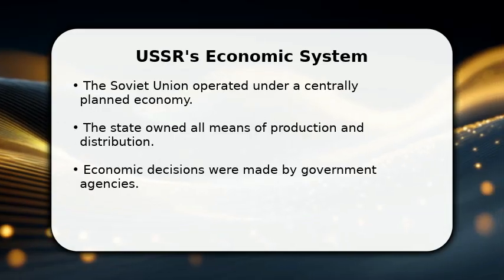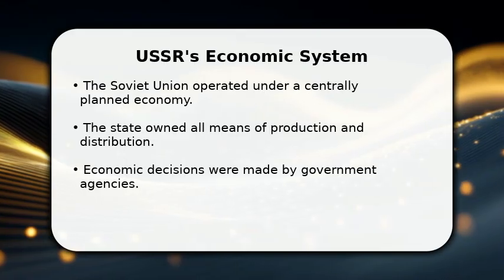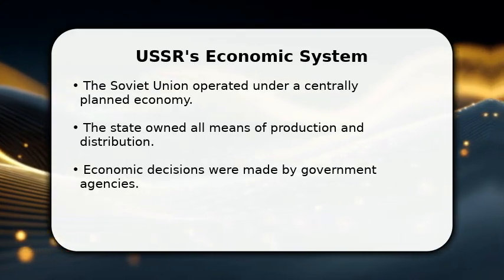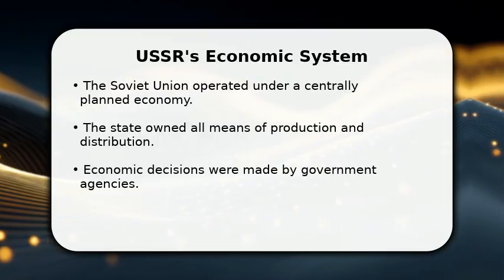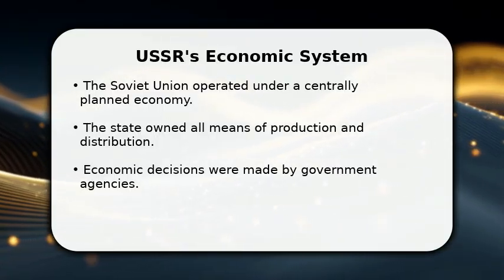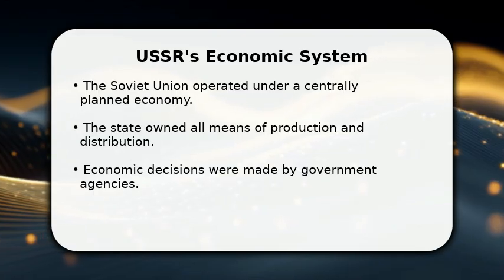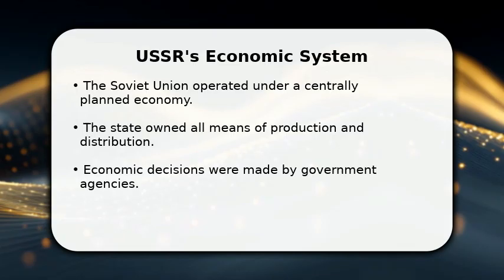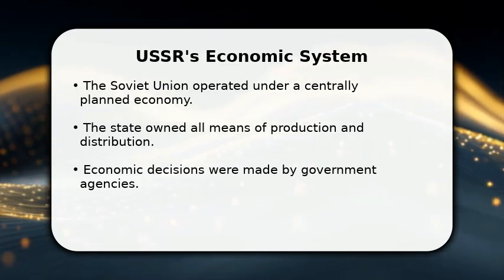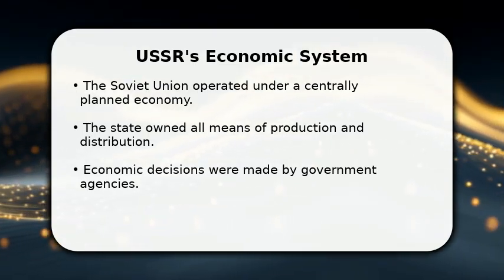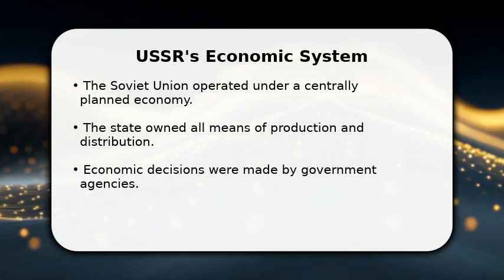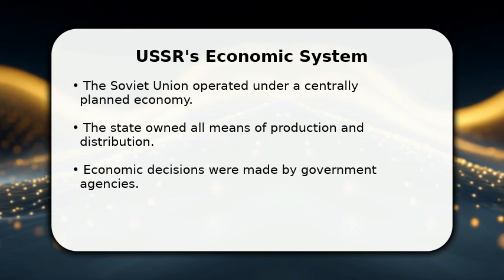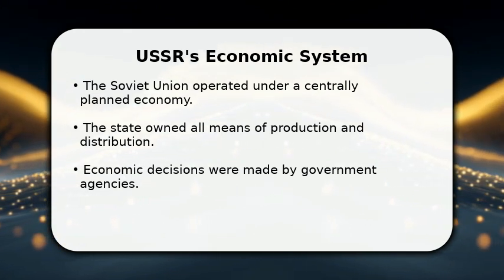In this video, I will explain how the USSR worked. The Soviet Union's economic and political system was fundamentally different from market economies. It was built on the principles of a centrally planned economy, where the state held complete control over all aspects of production and distribution. Government agencies, rather than individual businesses or consumers, made all key economic decisions, aiming to allocate resources according to national goals rather than supply and demand.